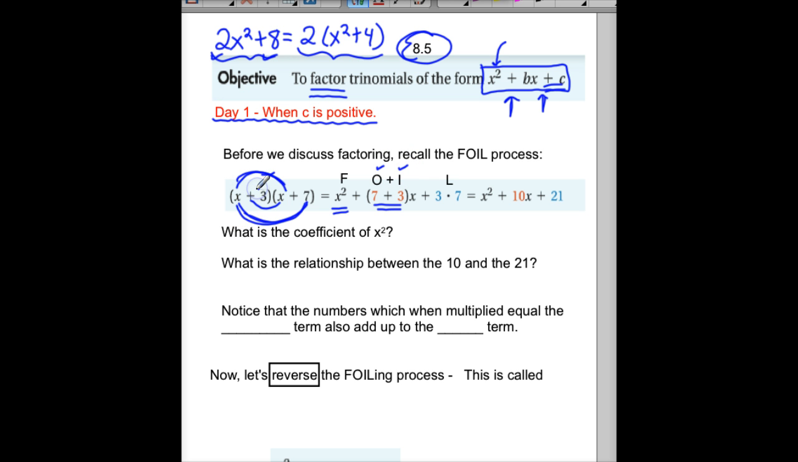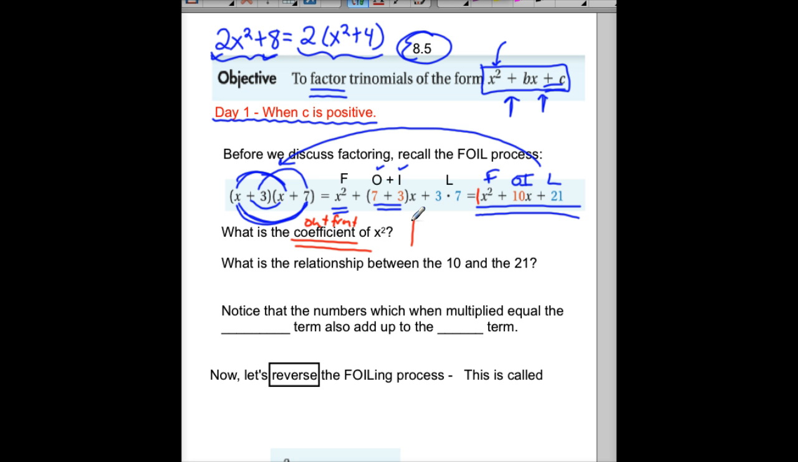And then our lasts we get by doing 3 times 7. And when I clean that up, I get my firsts, O and I, which combine to make a 10x, and my lasts. Now, our goal today is going to be we will be given this, and we're going to have to basically unfoil or factor it. So a couple little things to notice. First of all, when I say what is the coefficient of x squared, I want to know what's out front of x squared, just so you know. And the answer to that is 1.